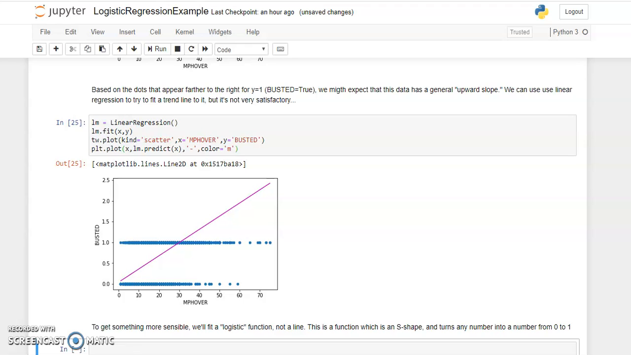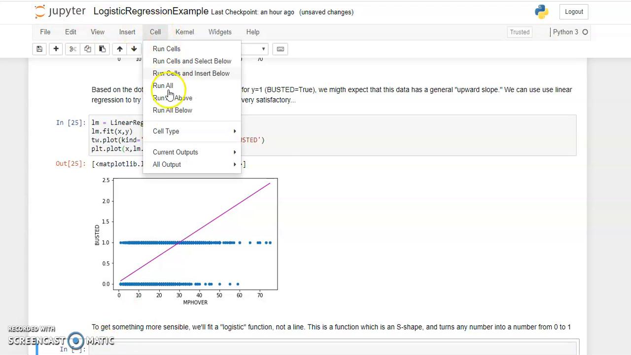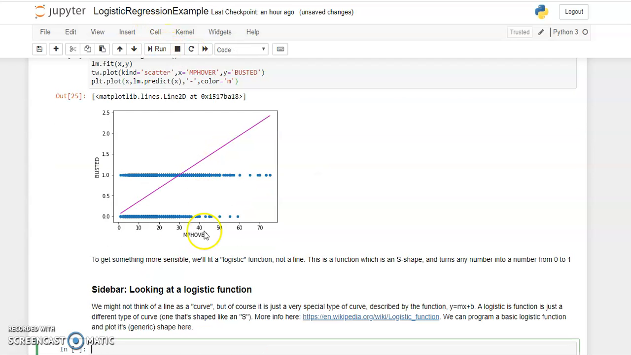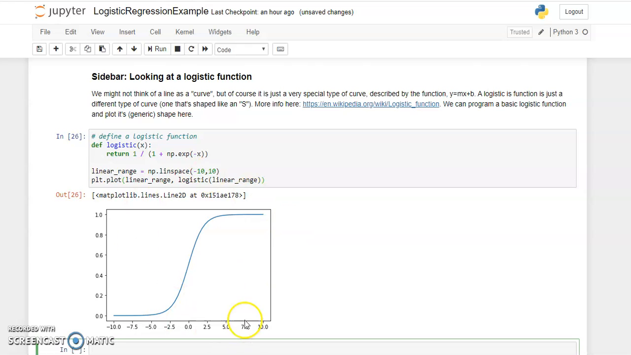So what is a logistic function? A logistic function is just a different type of curve. A line is actually a type of curve. A logistic function is a different type of curve that's shaped like an S. And we can define a basic logistic function and plot its range over a sort of arbitrary set of values as a way to just take a look at it, right?